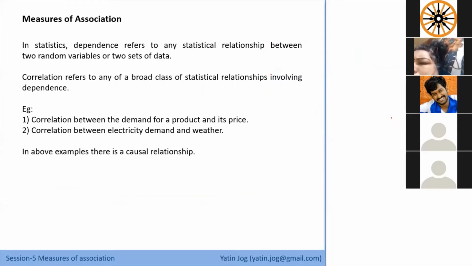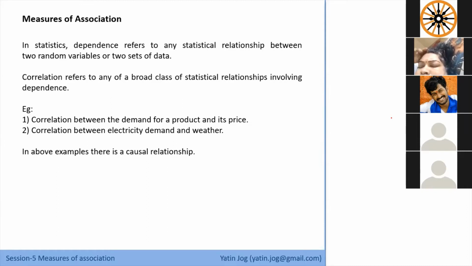Measures of association. In statistics, dependence refers to any statistical relationship between two random variables or two sets of data. Correlation refers to any broad class of statistical relationship involving dependence. For example, this is what we have discussed: correlation between demand for a product and its price. Both are in a positive relationship. Correlation between electricity demand and weather, yes, they are dependent on each other.